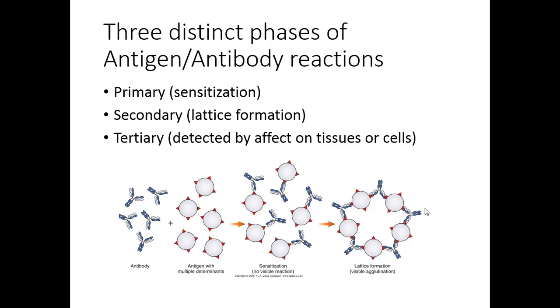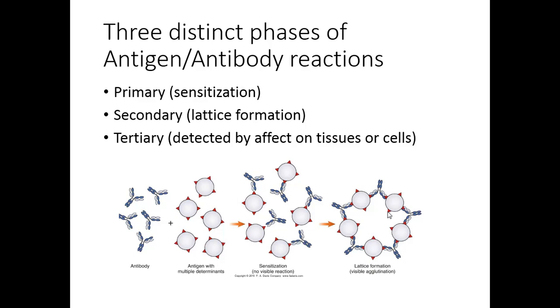Lattice formation, the secondary phenomenon, is going to be important in visible agglutination. We're going to see that. The tertiary phenomenon we're not going to talk about today because it really talks about the impact of these agglutinants, or these precipitated complexes, and how it affects tissues and cells, usually in a very negative way.